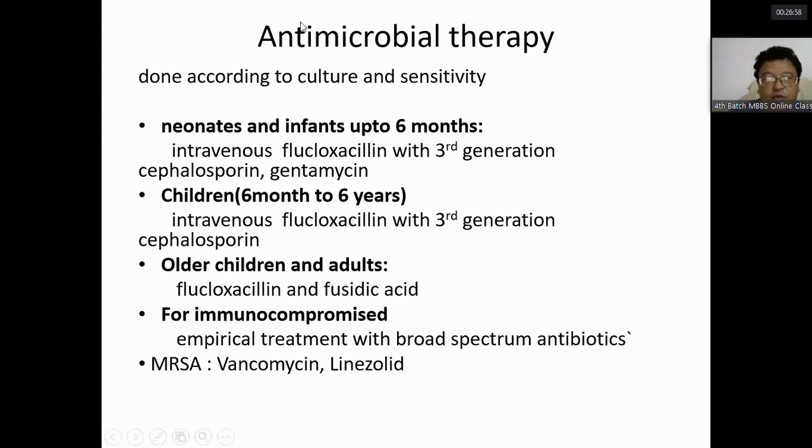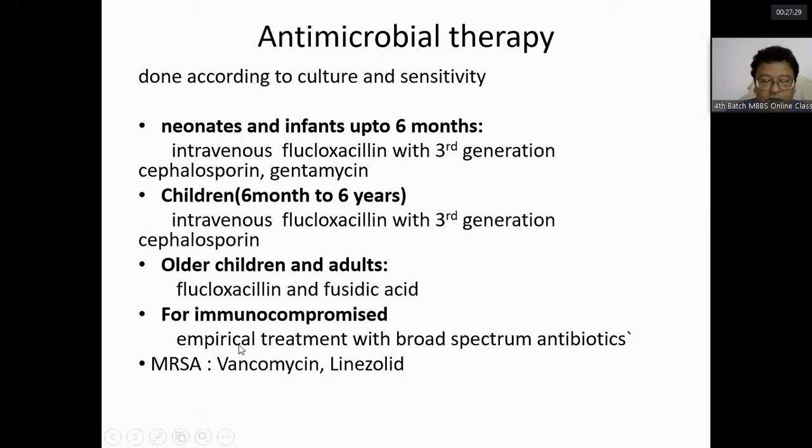This one I have taken from the Applis, and it gives, for neonates and infants up to 6 months, flucloxacillin, a combination of flucloxacillin and a third generation cephalosporin like cefotaxime, ceftriaxone. And if there's a gram-negative organism, gentamicin. In children 6 months to 6 years also it is the same, flucloxacillin and third generation cephalosporin, and older children and adults, flucloxacillin and fusidic acid.